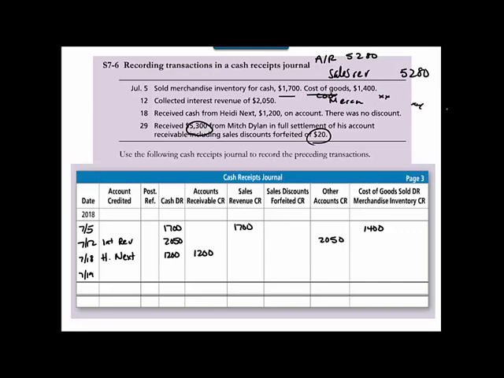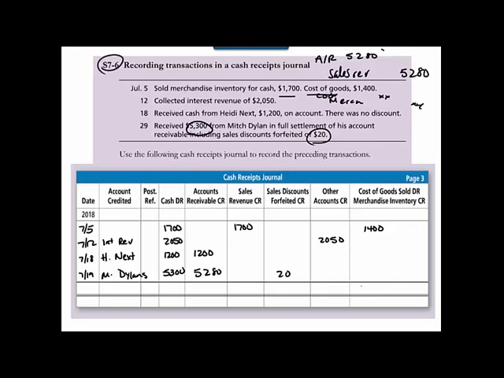Cost of goods sold and merchandise inventory for something, right? And so now he's paying me. The amount he's paying me is $5,300, but I would have only debited his accounts receivable for $5,280. So $5,280 is all I can put in here, and then the other $20 goes to the sales discounts forfeited. So I'd have one debit and two credits, and then I need to make sure I note that this was for Mitch Dillon's account, so I show that he paid there. So that's for problem 7-6. That's all I have to do.